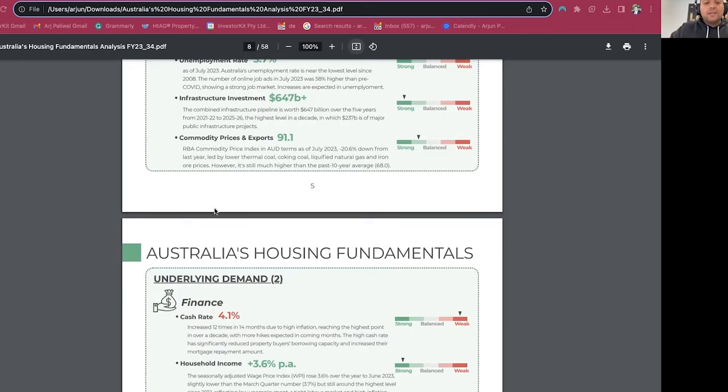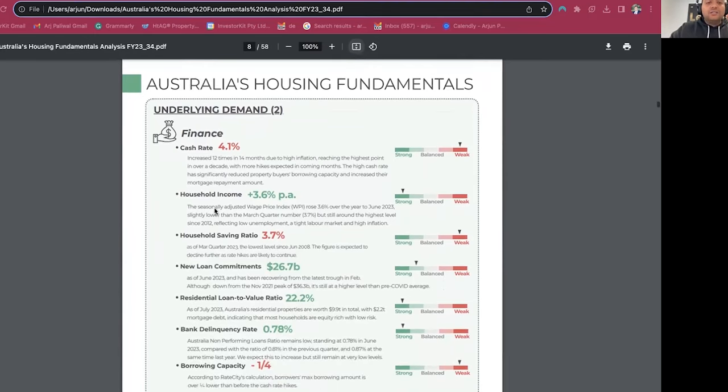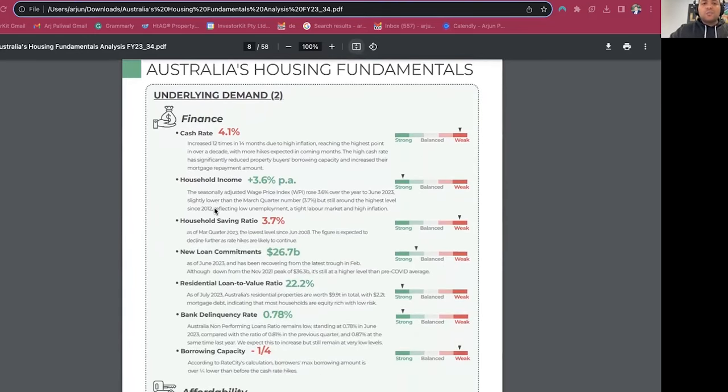So now we move into underlying demand. So we move into here, and a few parts are weaker. So obviously the first thing that's glaring at me in this report is cash rates. So with the cash rates, we're seeing still obviously a high number of interest rates. I don't expect it to be for long.